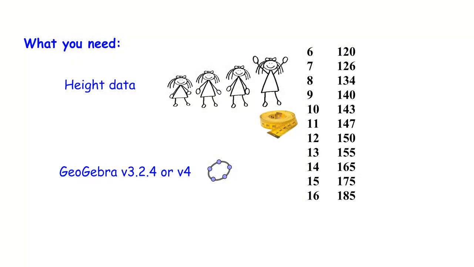For this activity, you'll need some height data. In this example, I've got some student data. His parents recorded his height from the time he was 6 years old up till 16 on the kitchen wall. So the student has measured that off the wall and turned it into a table. The other thing you'll need is GeoGebra. I would recommend version 4. Version 3.2 or higher will do, as we're going to use the spreadsheet function.